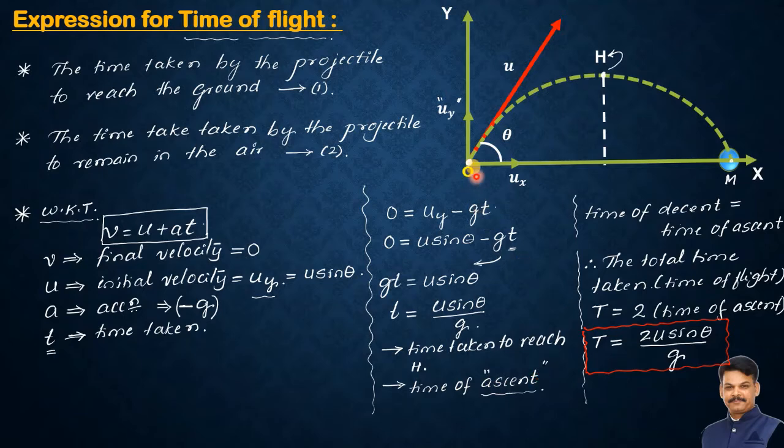Okay, so that is the time taken to reach the height H. After that, the object starts to come down, which is called the descent, and the time of descent will be equal to the time of ascent. Hence, the total time of flight is the time of ascent plus the time of descent. So instead of writing like that, we can write total time taken, or time of flight, is equal to 2 times the time of ascent. Hence, capital T is equal to 2u sine theta divided by g.